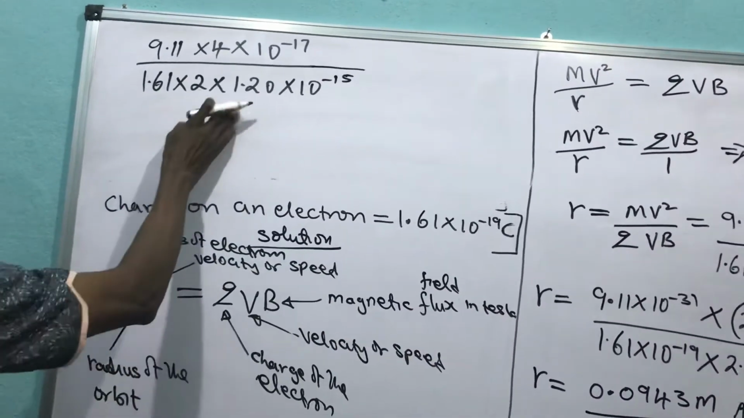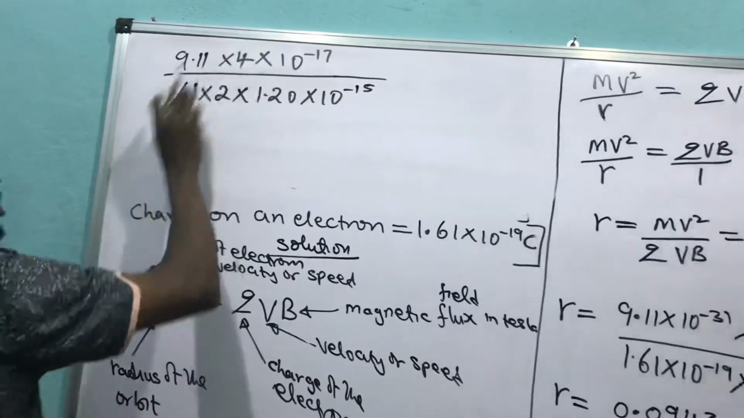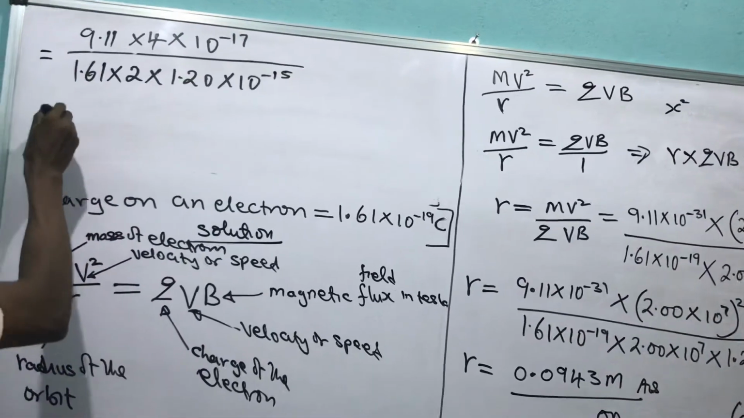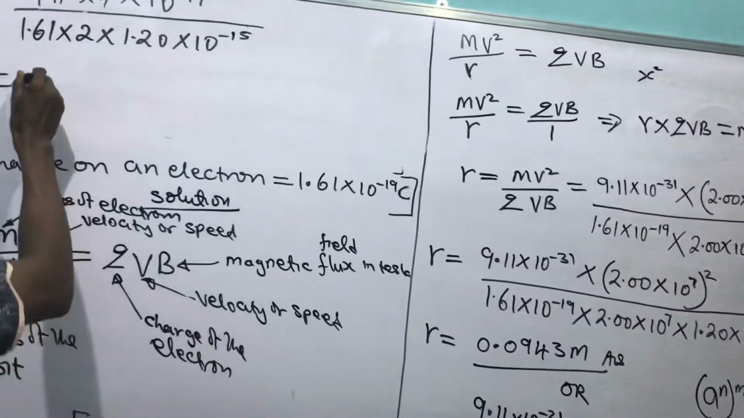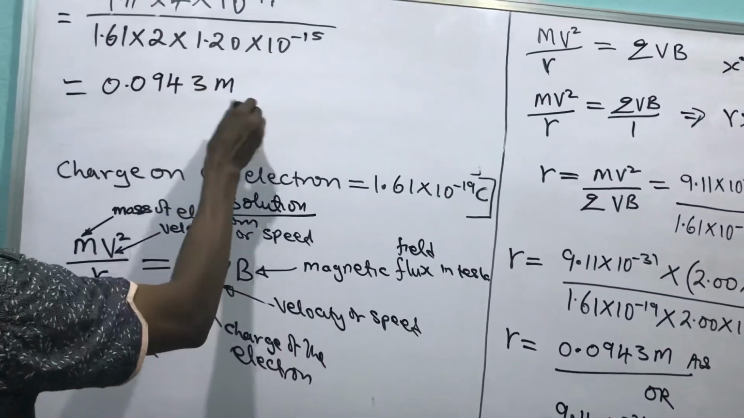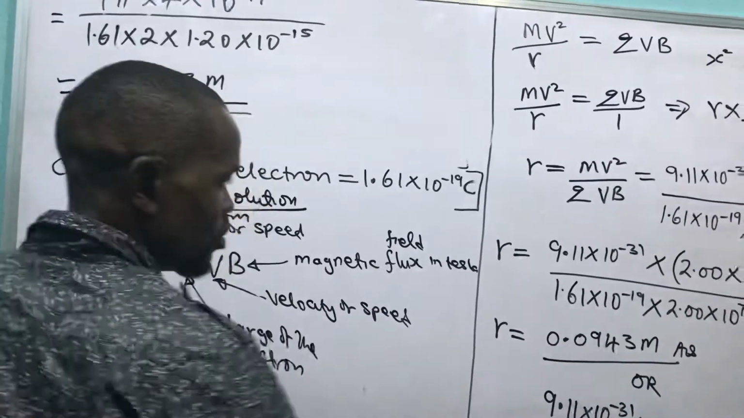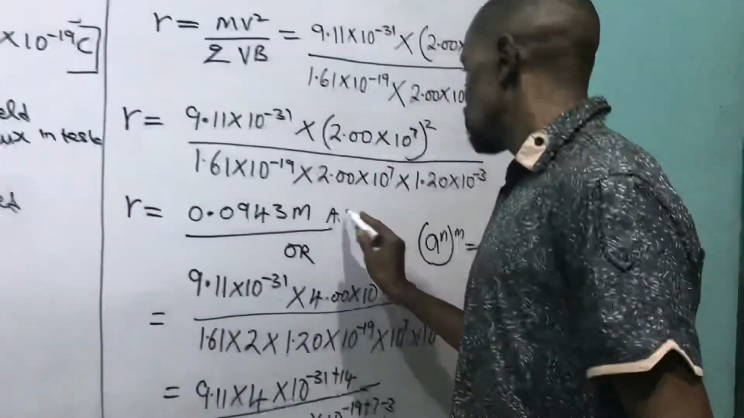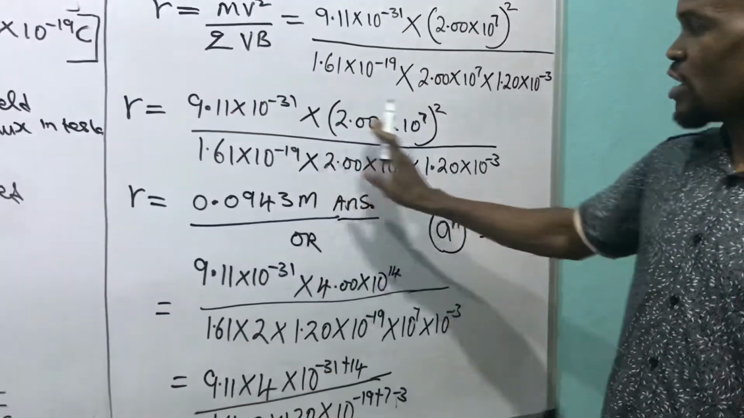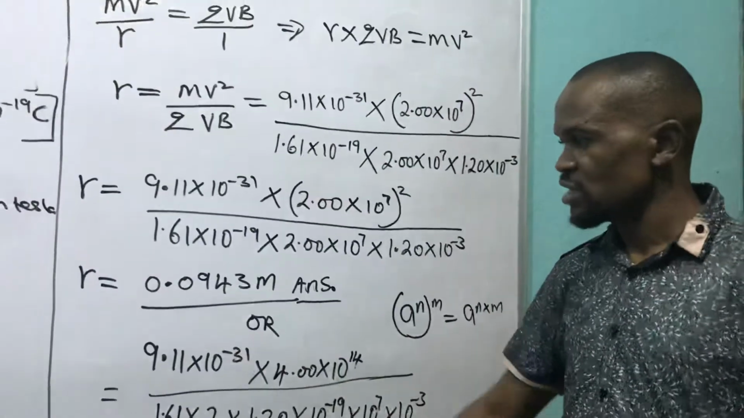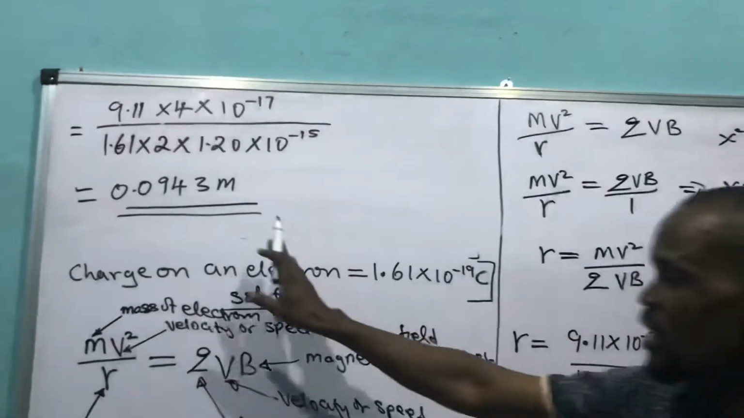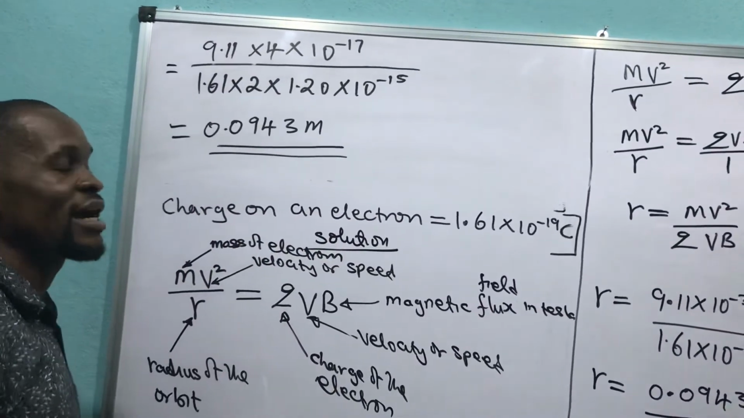Then right now you can use your calculator to do this, this times this divided by this, and the answer will still give you 0.0943 meter. You know, we have gotten the answer before. Look at your answer. But I'm trying to show a way of using indices to reduce it. I've shown you how to use calculator to get to this place. Or you can use indices to reduce it to a smaller value before you can now calculate using your calculator.